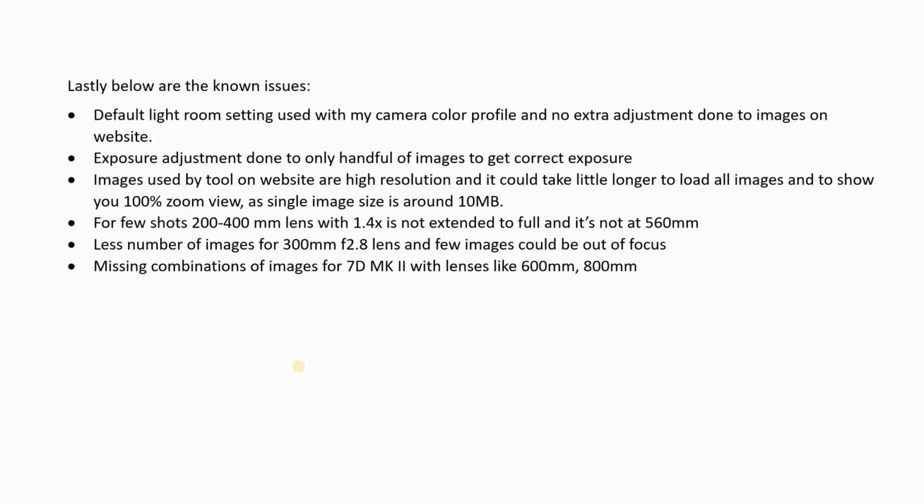I also found that there are fewer images for the 300 f2.8 lens, and a few images could be out of focus as well, and there are many missing combinations of images for 7D Mark II with lenses like 600 or 800 mm. However, if you want to just go with the 5D Mark III comparison, 7D Mark III is going to perform similarly anyway, so you still have an option there to check it out.